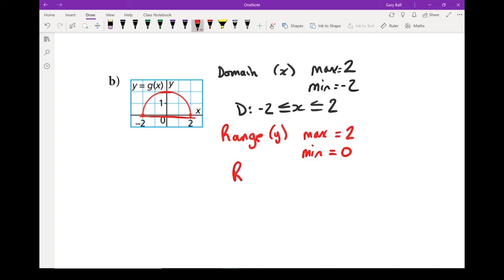So when I write down my range, ranges start with my minimum, so 0. Y is greater than or equal to 0, but then less than or equal to the max, 2. There's my domain and my range.